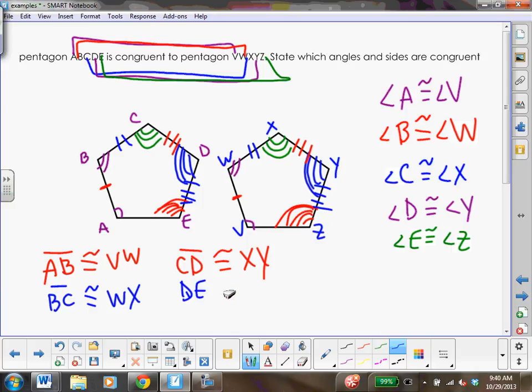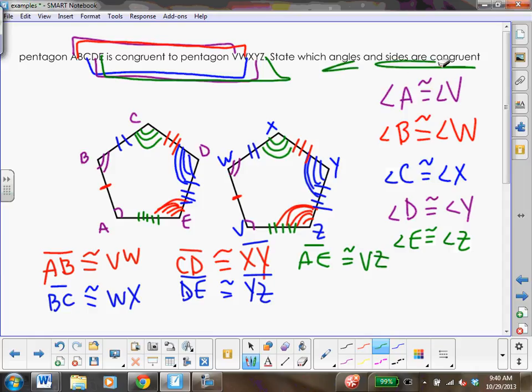DE will be congruent to YZ. And finally, AE will be congruent to VZ. And there I have it. I have stated which angles and which sides are congruent.